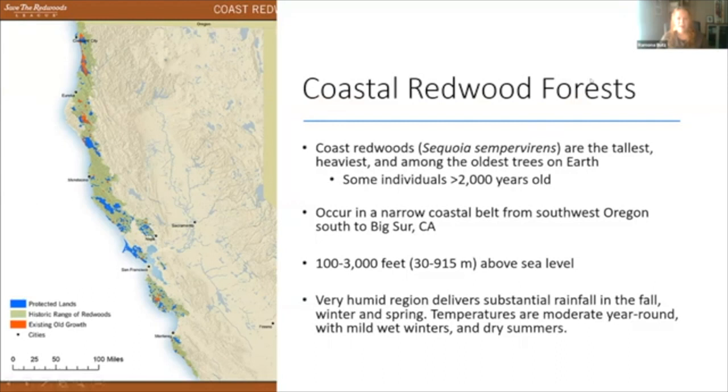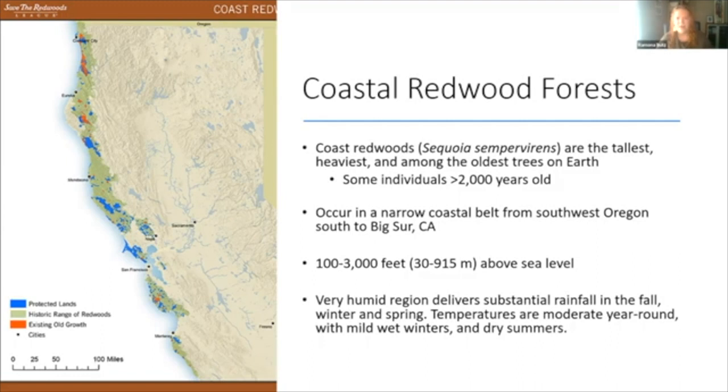Coastal redwood forests are located in California on a very small band along the coast from the southern tip of Oregon all the way down to about Big Sur in California. These are some of the tallest, the heaviest, and among the oldest trees on Earth. We have individuals that are older than 2,000 years old. And these generally occur from sea level to about 3,000 feet in that coast range. Most are about 100 feet above sea level, or 30 meters above sea level.